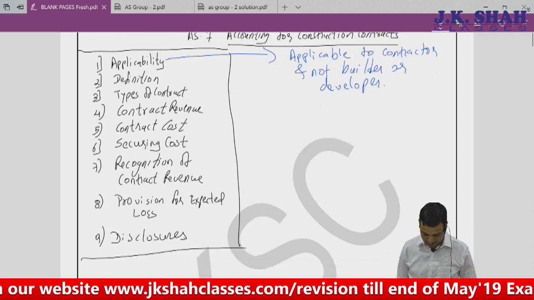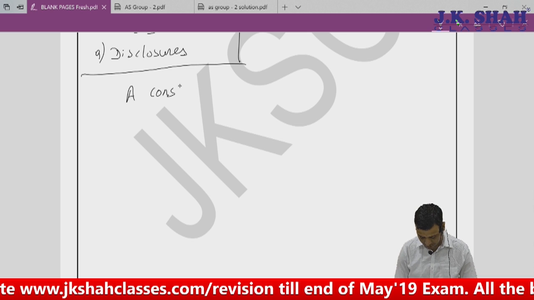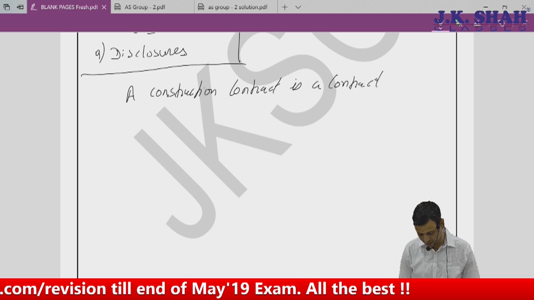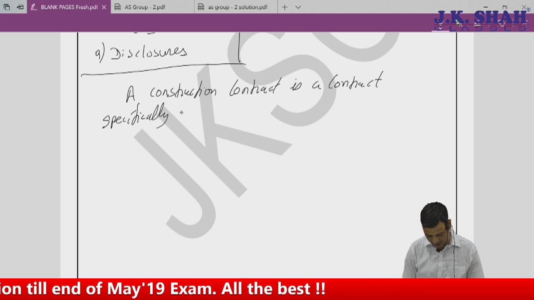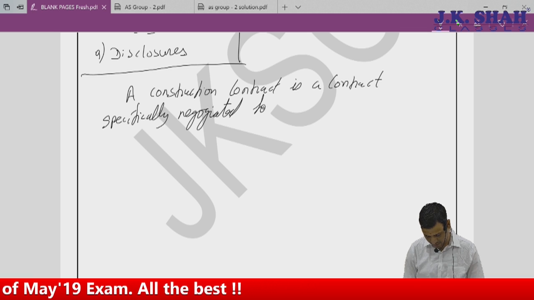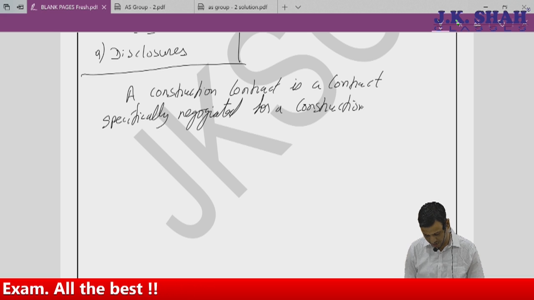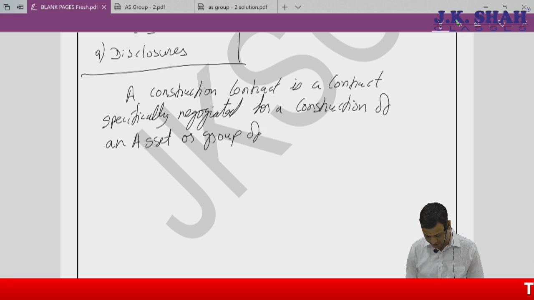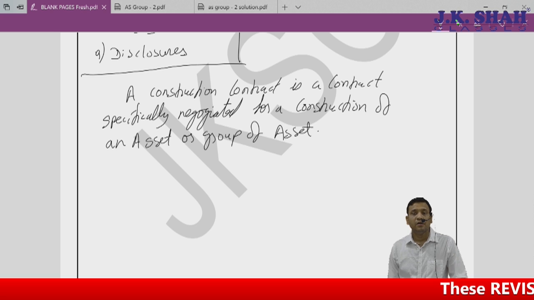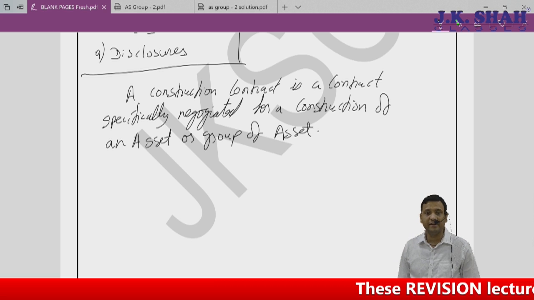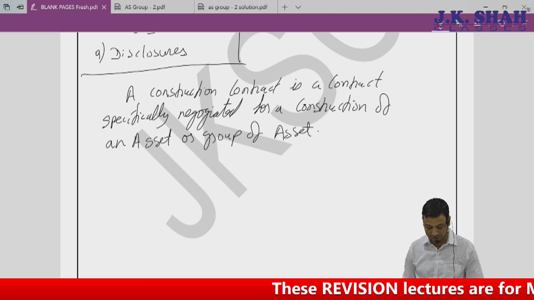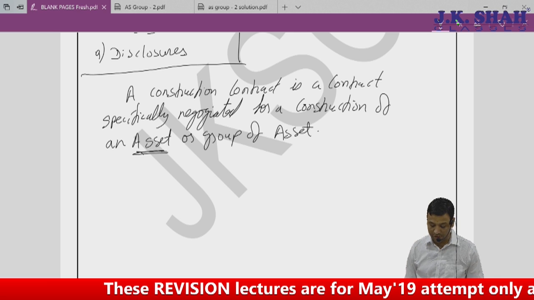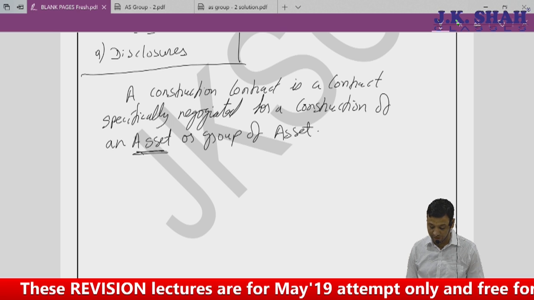Coming on to definition, that is nothing but what do you mean by construction contract? A construction contract is a contract specifically negotiated for construction of an asset or group of asset. Now see, I'm using the word asset. That doesn't mean it is always building. It may be machine, it may be roads, dam, bridge, whatsoever. So construction contract is a contract specifically negotiated for construction of an asset or group of asset.